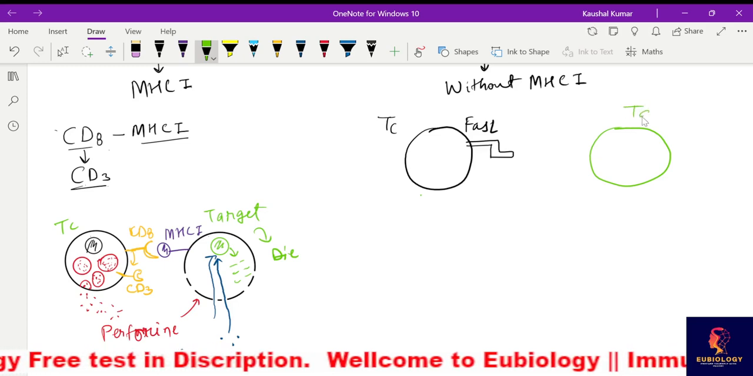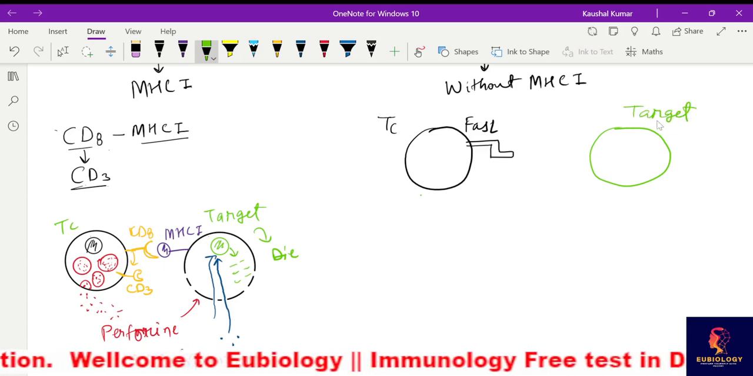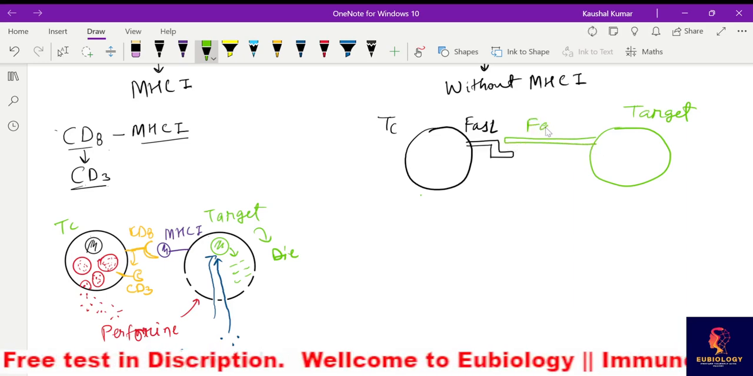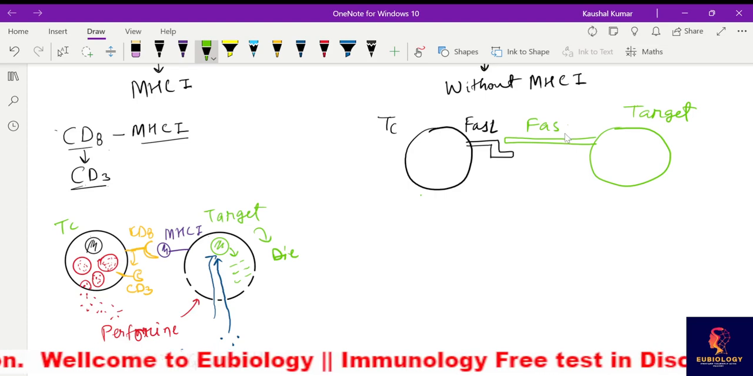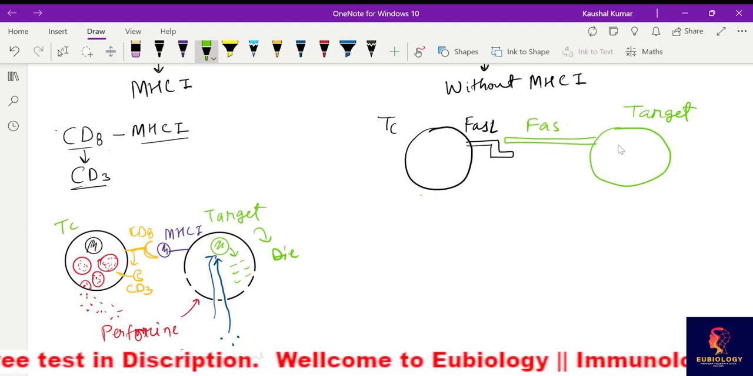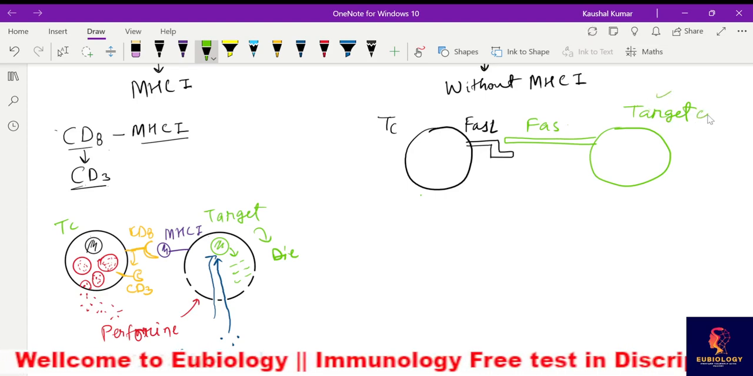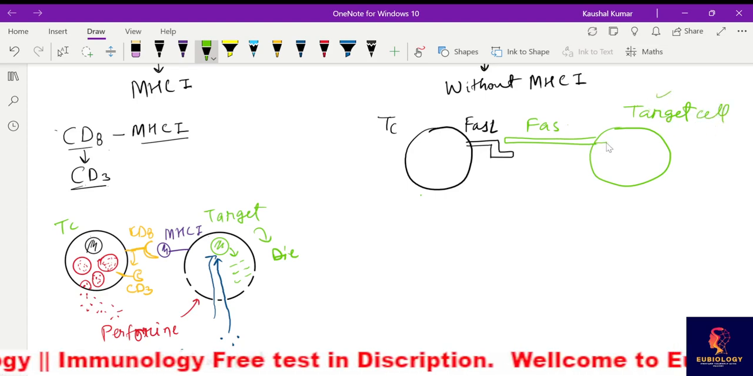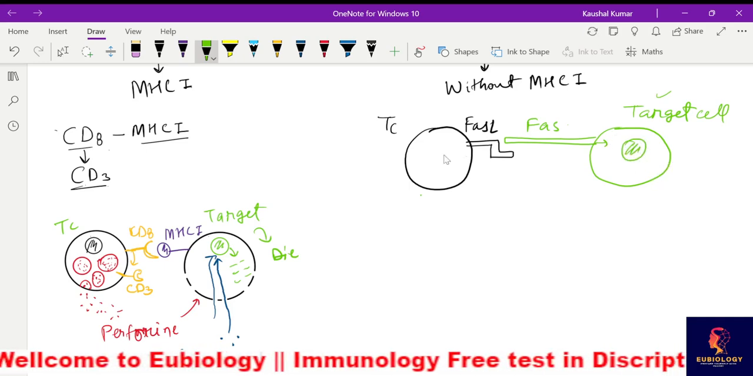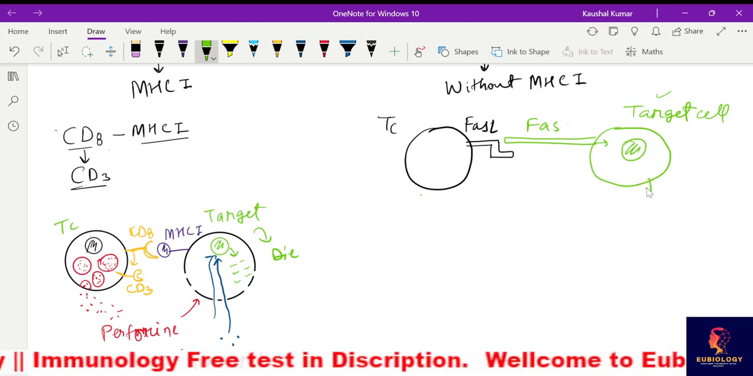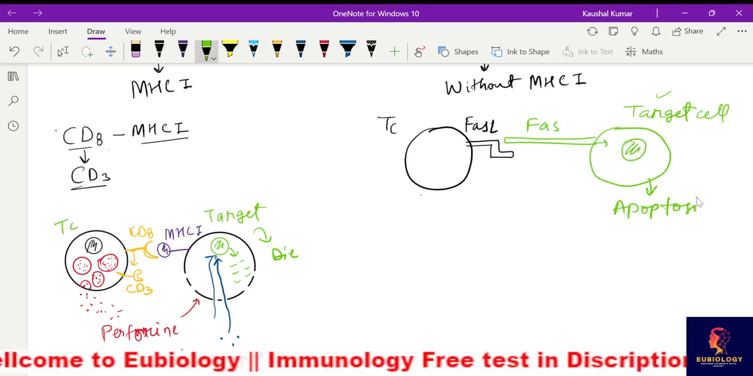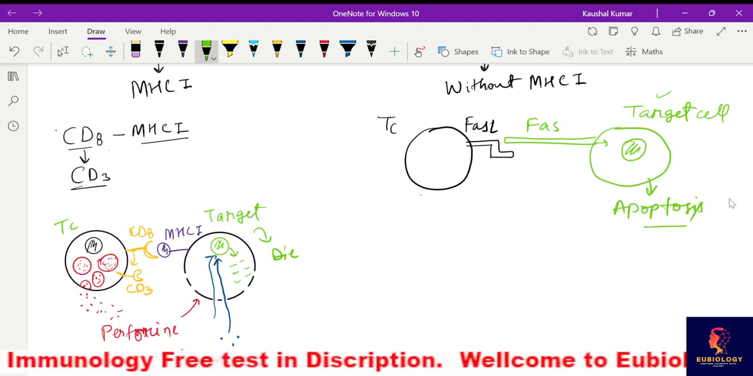This is our target cell, and this target cell has the Fas ligand receptor. Once it interacts with the Fas ligand receptor, this target cell will trigger the apoptosis process. Apoptosis will begin, and finally the cell will die.